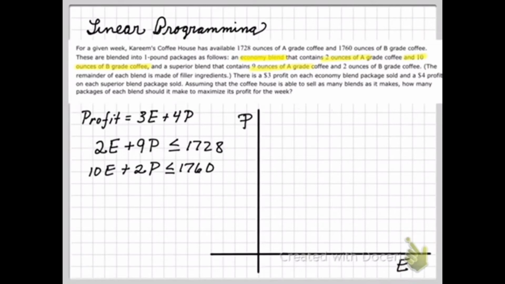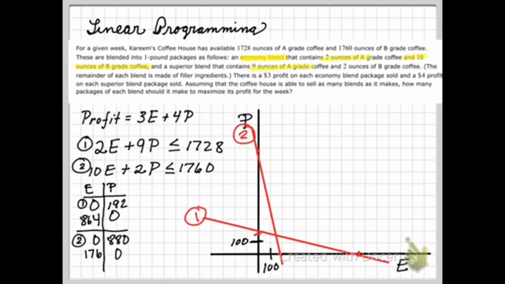And so I've set up an XY axis, but in this case it's an EP axis, right? So my economy blend E is going to be the horizontal axis, and my premium blend P is going to be the vertical axis. With that, I'm going to graph these two equations. I'm not going to work through the process of graphing. I presume that you know how to graph and how to determine what scale you should use on your two axes.